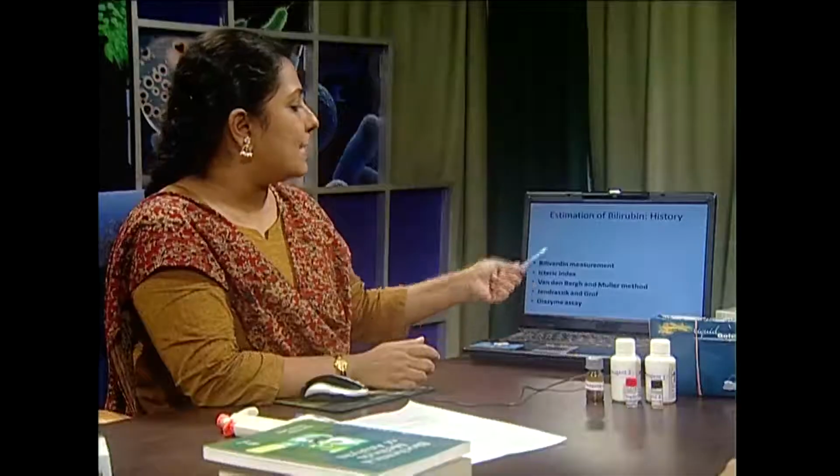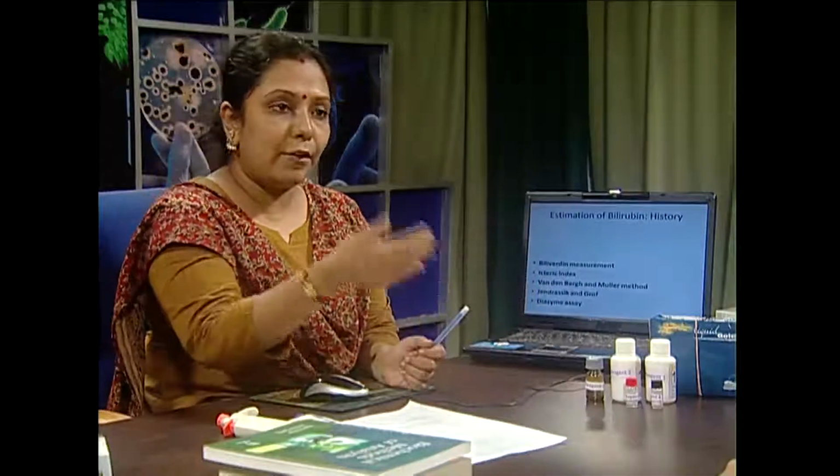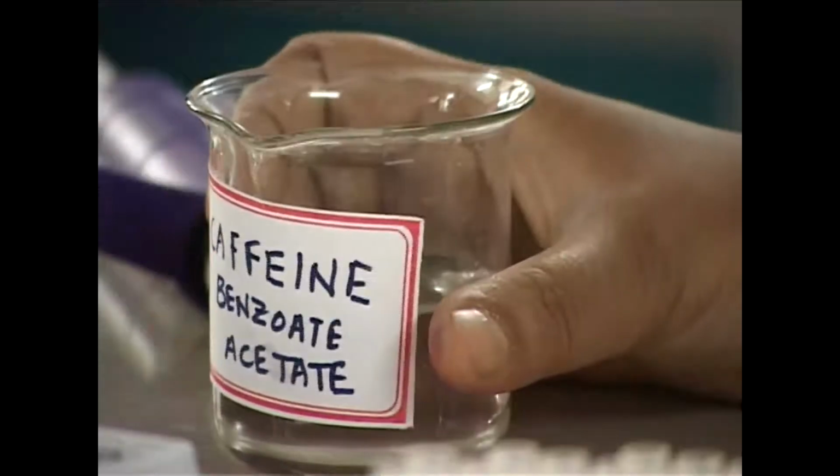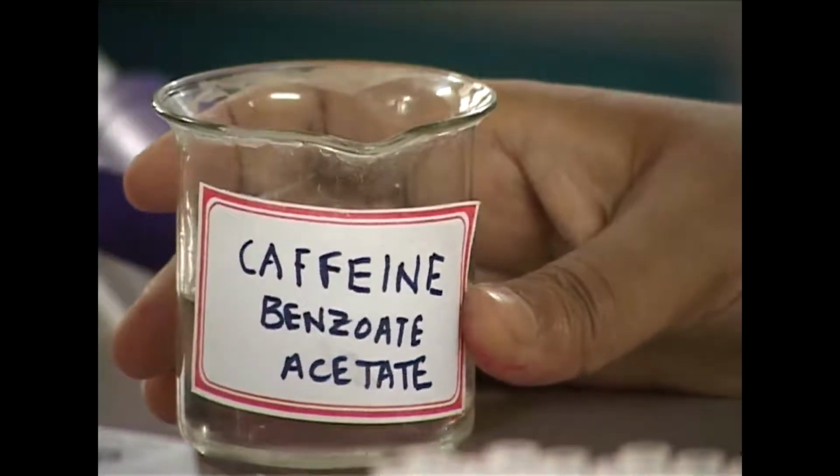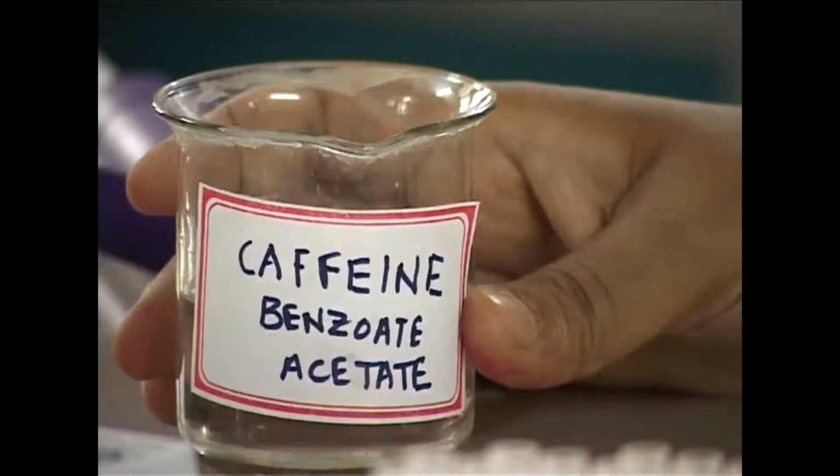So by Jendrassik and Grof, the biochemical method is modified. They have included a reagent named caffeine benzoate acetate, which acts as an accelerating agent. It can reduce the time from 30 minutes to 10 minutes, and it also helps to solubilize the unconjugated indirect bilirubin to the soluble version. So it will help to measure not only direct bilirubin but also total bilirubin together.